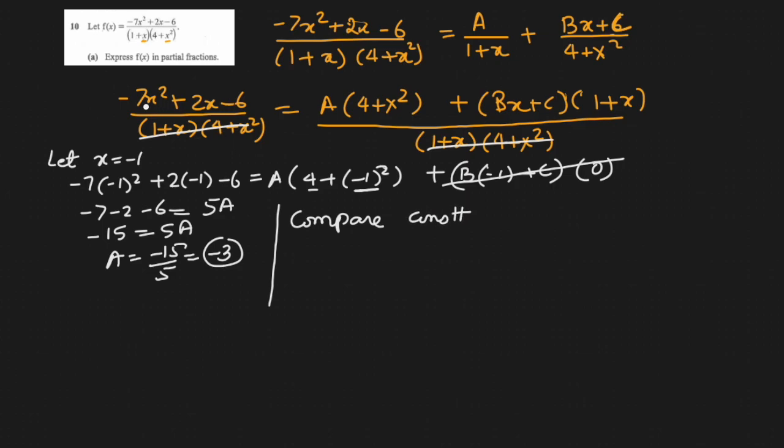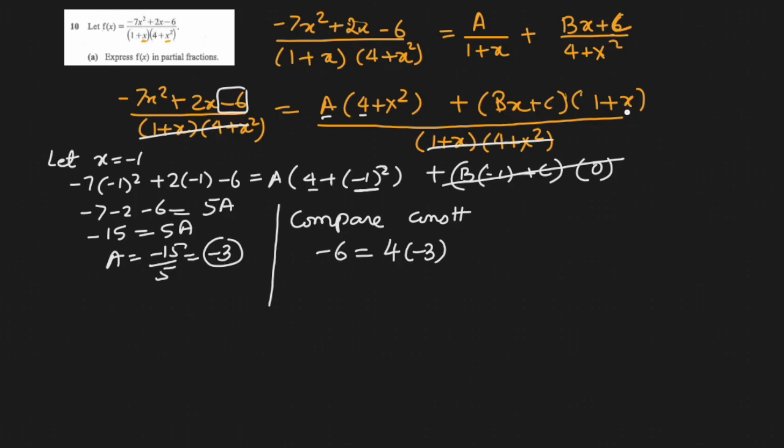Constants on both sides. What is constant in this side? Minus 6. So we'll write minus 6 equal to. What will be the constant in this side? A times 4 will be constant. A times x square will not be constant. So I'll just write 4a, because I got a minus 3 here.